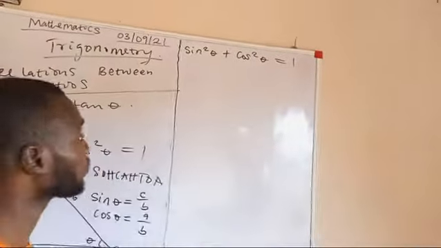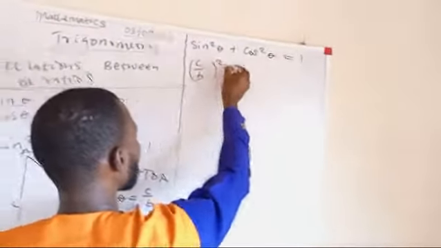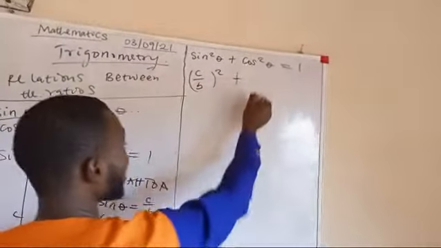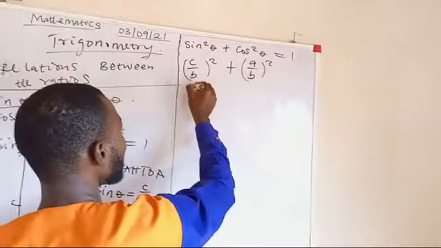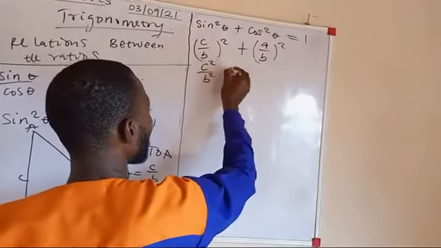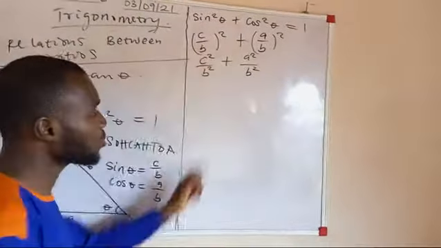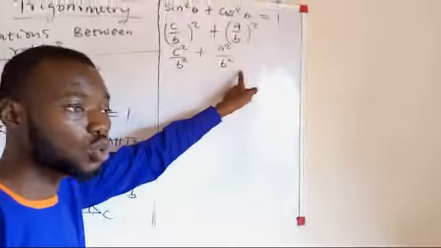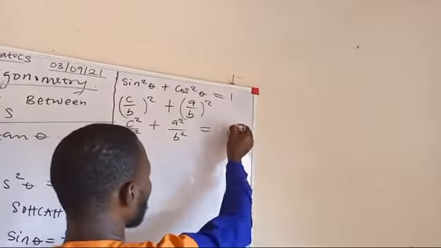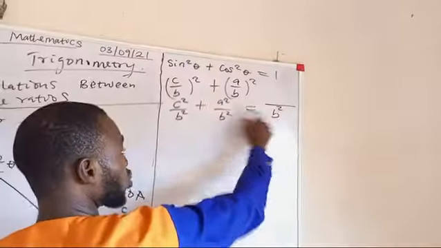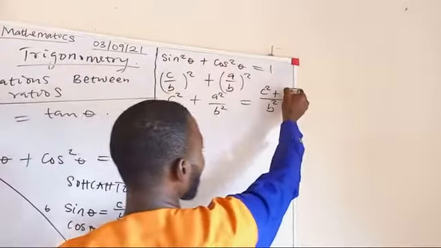See what we're going to do. Sin square theta is going to be C divided by B, all square. Plus cos square theta is A divided by B, all square. So we open bracket, this will be C square divided by B square plus A square divided by B square. At this point, the LCM is B square. B square can divide B square to give us 1. 1 times C square will give us C square, plus B square will divide this one to give us A square.